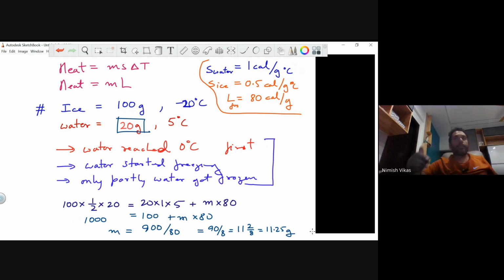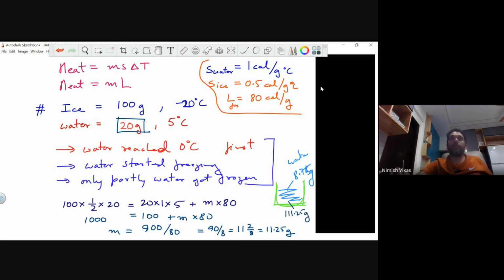Okay, guys, which is less than 20. So your final answer is that you have a mixture of ice and water, where you have water. How much of water? 8.75 grams of water. And how much of ice? 111.25 grams of ice. 100 grams of ice already, and then more water has gone frozen into ice.